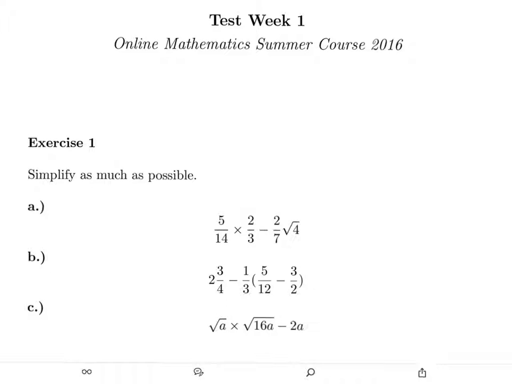I will start with exercise 1, simplify as much as possible. Please note that in the Sowieso platform there is a random mechanism, which means that what appears to be the order A, B, C here, so I have here A, B, C, could be different in your test. So maybe this is in your test exercise 1B or 1C. But I start with my order now, with 1A, simplify as much as possible.